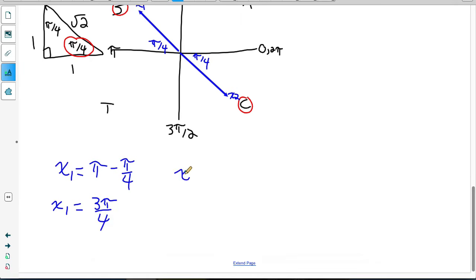And to get angle 2, I fell pi over 4 short of going a full 2 pi. So I'll have to do 2 pi minus pi over 4. So think of this as 8 pi over 4 minus 1 pi over 4. That's 7 pi over 4. So these two angles have a tan ratio of negative 1. And let me just verify that with you on the calculator.